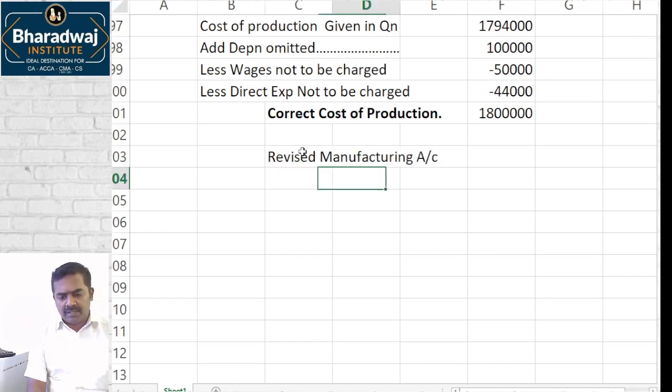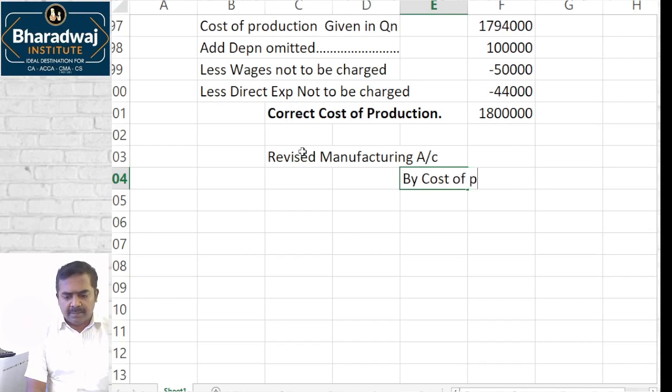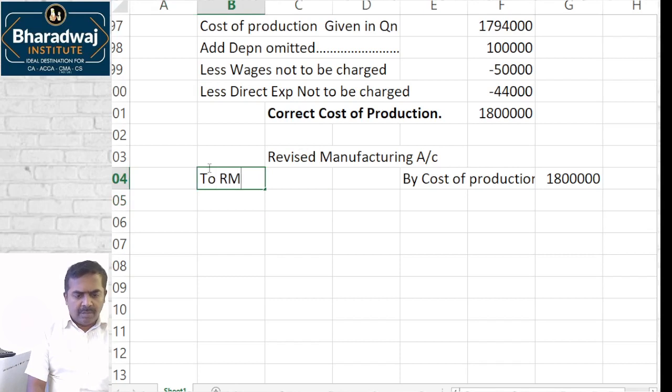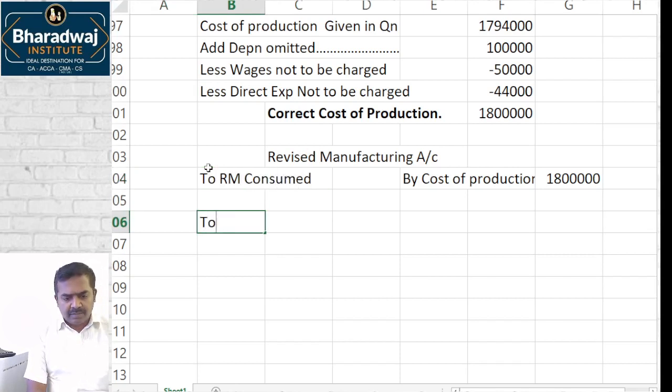It's a very good question. It was tested once in the exam. By cost of production, total cost of production, corrected amount, 18 lakhs. To raw material consumed, we do not know. To wages, we have done the working note.